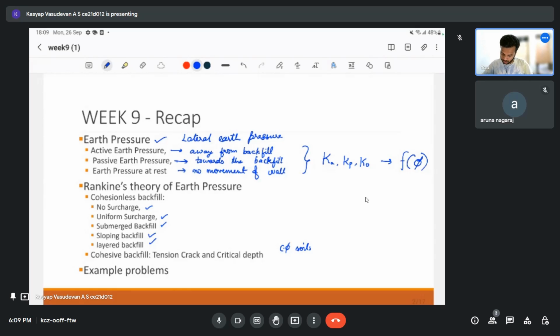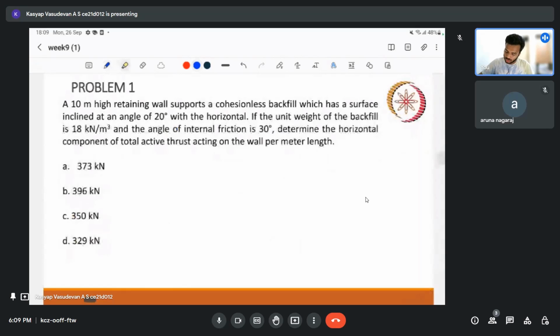In the first question, I have chosen a problem where the backfill is inclined. The backfill is inclined at 20 degrees, and we have a retaining wall 10 meters high with cohesionless soil in the backfill, and the surface of the backfill is inclined with the horizontal.